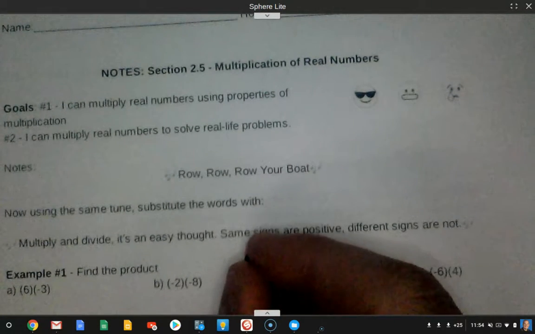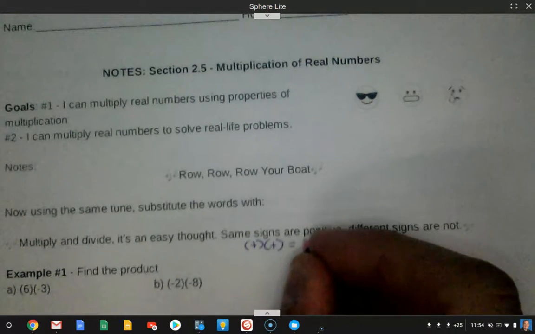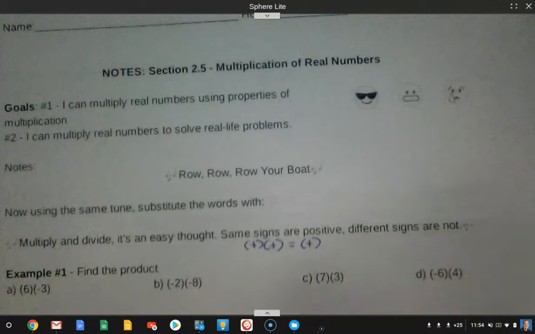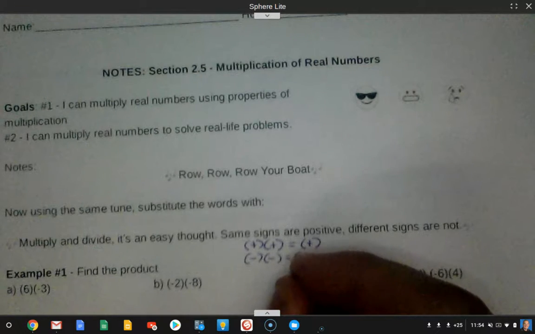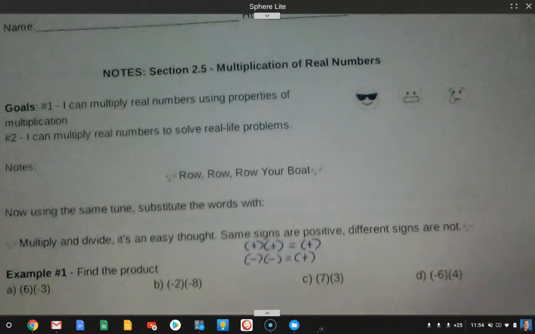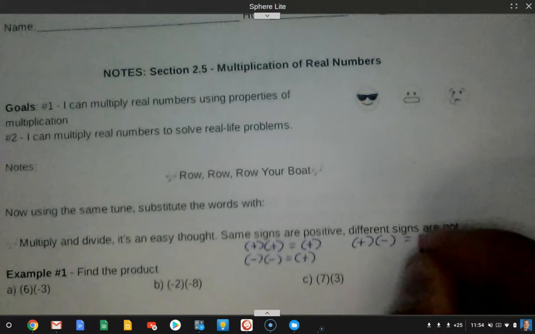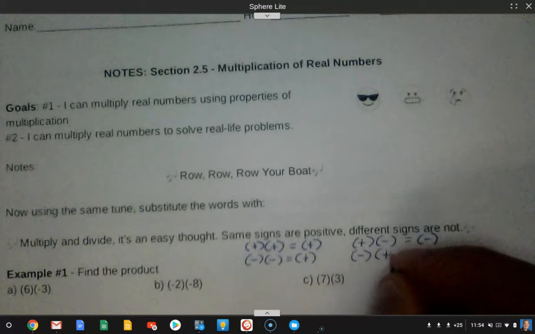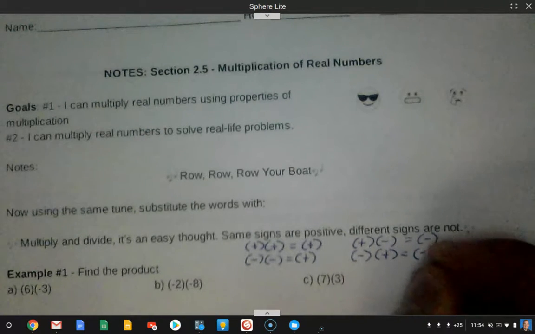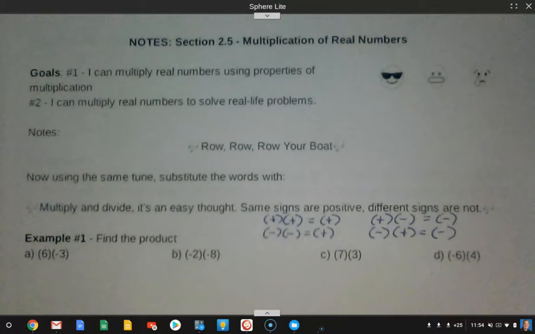So this is saying that if we have two signs that are the same, for example if they're both positive, then your answer is also going to be positive. If we have two numbers that are negative, then your answer is going to be positive. If we have one positive and one negative, then our answer is going to be negative. Or if the first one's negative and the second one's positive, it's still going to be negative. So those are the rules that we have to use for this.